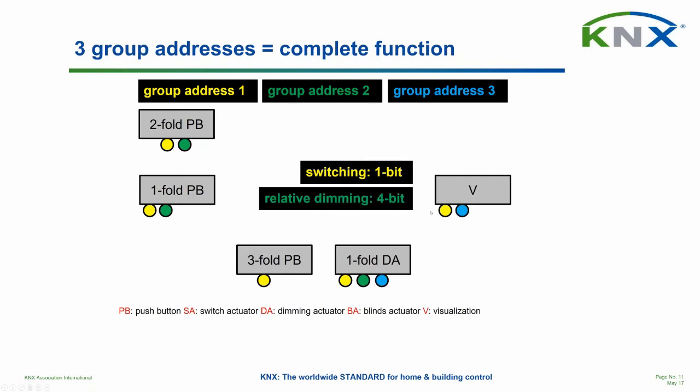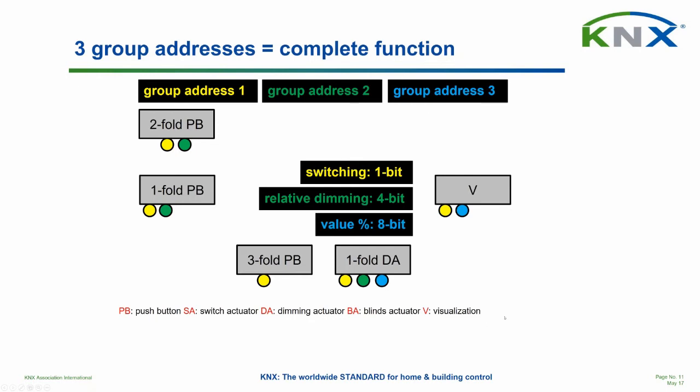Another group address that we need is for relative dimming. This is 4-bit information. So we see that green is used in the 2-fold push button here, also in the 1-fold push button, but not in the 3-fold push button. And this is perfectly okay. This is a situation that we can create, because maybe the customer wanted this push button only for switching on-off. He didn't want to use it for relative dimming. That could be a requirement. Yes, why not? And of course, the relative dimming is also represented on the dimming actuator itself. Otherwise, it would not work.